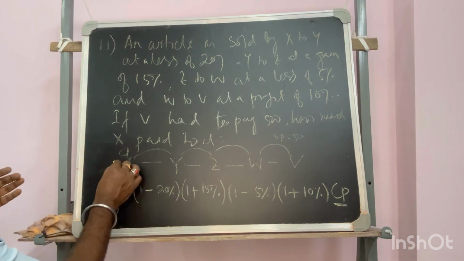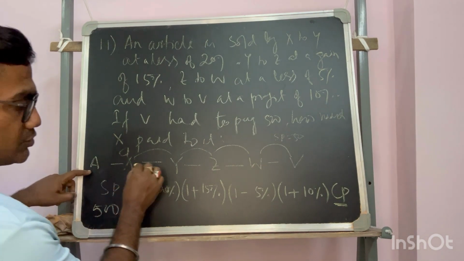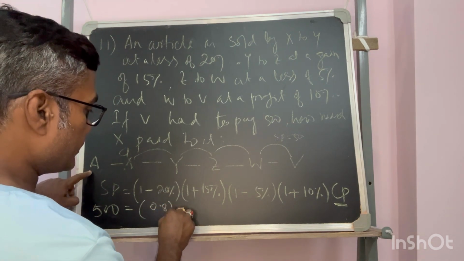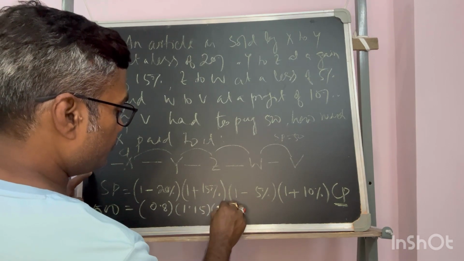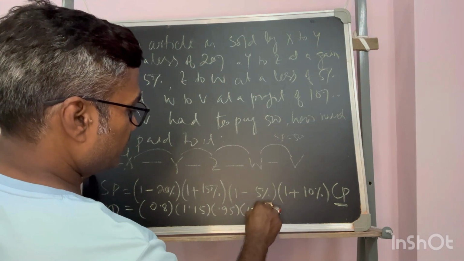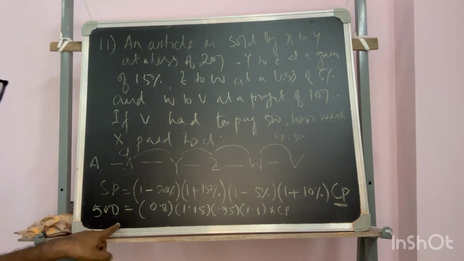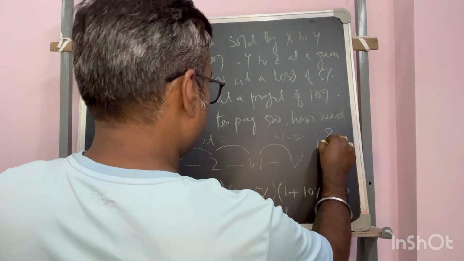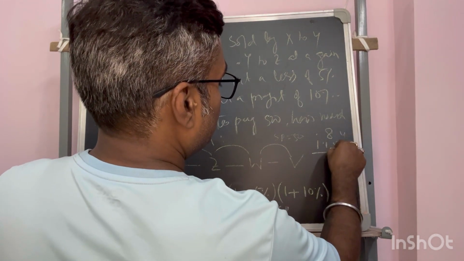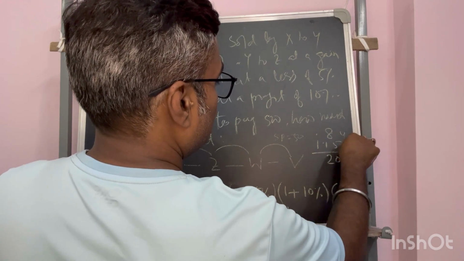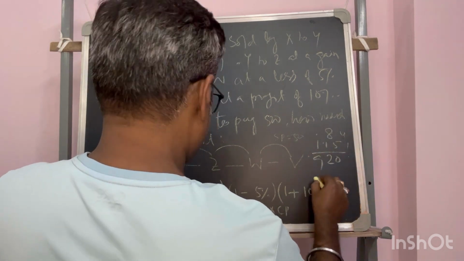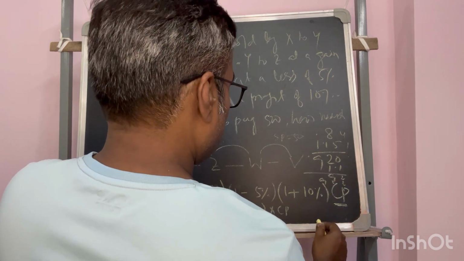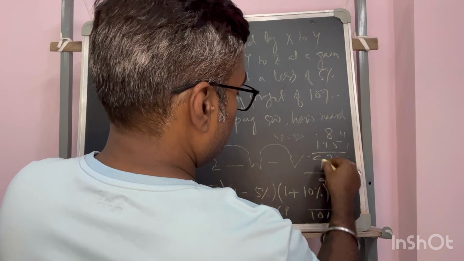If somebody sold to him, let's say A, he sold at some price, and this will be his cost price. So the cost price will be how much? This is 0.8, this is 1.15, into 0.95, and this is equal to 1.1 into CP. Now you can automatically calculate. If I multiply all this, CP will be this multiplied by this. Now multiply 1.15, then into 1.1, again.